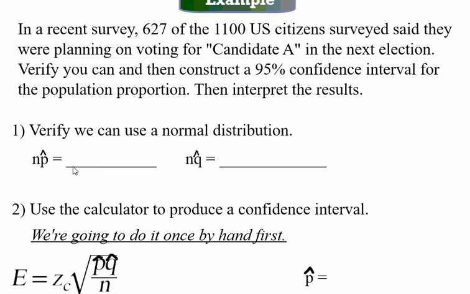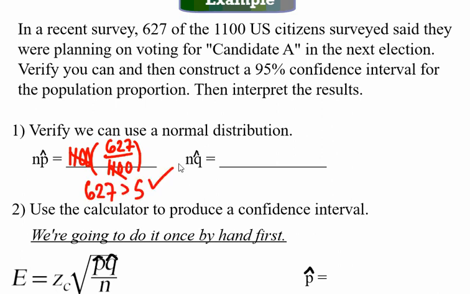N, how many people were in the sample? Well, 1,100. P is our success rate. Well, that was 627 out of 1,100. And you'll notice, hey, these are going to cancel out. This is going to be just 627, which is definitely bigger than 5. So this one's going to work.